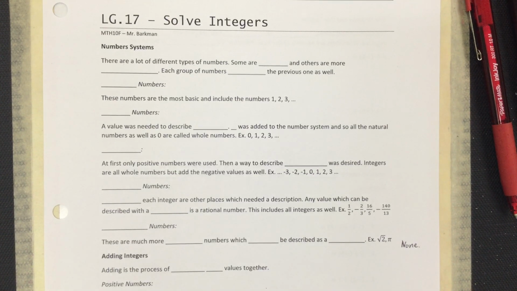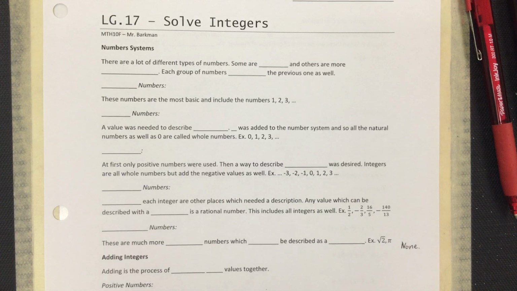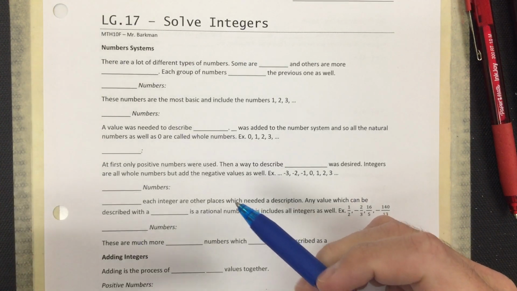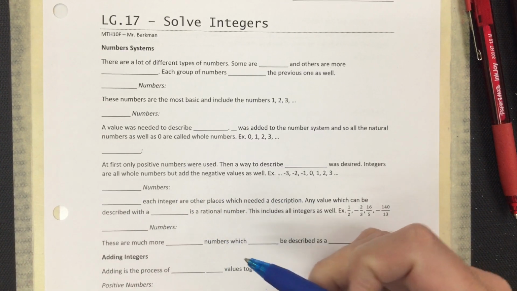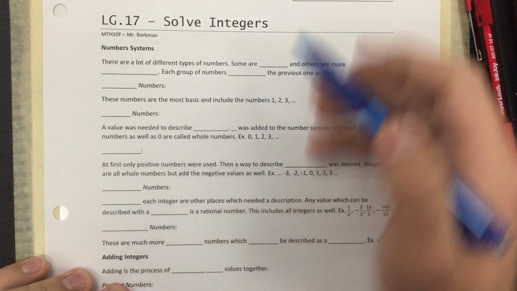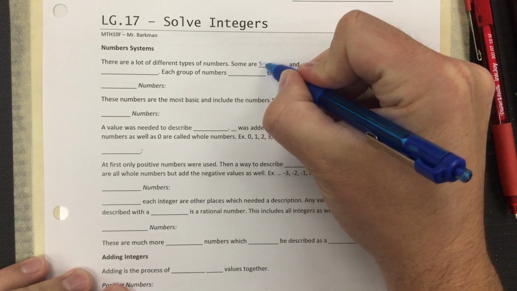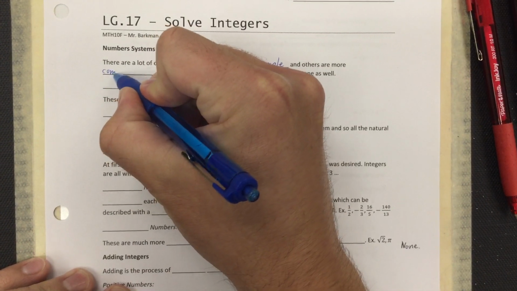In this lesson, we're talking about solving integers, but we're going to start off by taking a look at some different types of number systems. That's going to lead us into integers as well as into rational numbers in just a little bit, and what rational numbers are. So number one, there are a lot of types of numbers out there. Some are very simple, and that's what we usually start with, and others are more complicated.